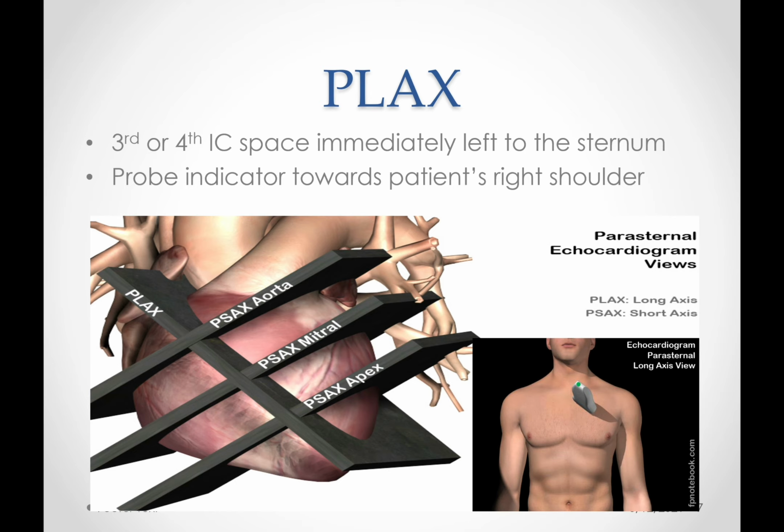To obtain a parasternal long axis view, you need to place the probe in the 3rd or 4th intercostal space immediately left of the sternum. The probe indicator should be pointing towards the patient's right shoulder. As the name implies, you are cutting the long axis of the heart.